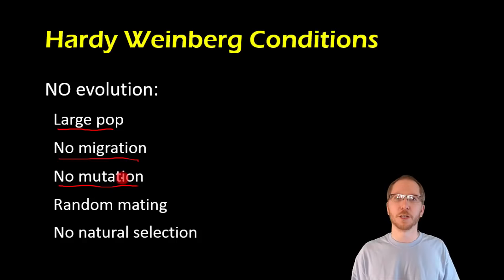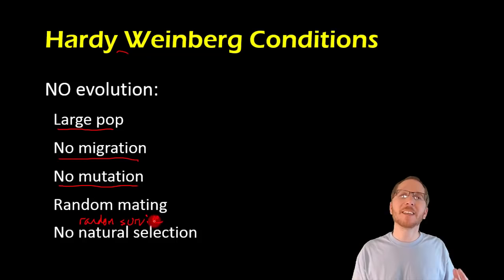And lastly, we have no natural selection. What this really is talking about is survival. We need it to be essentially random survival. We don't want certain individuals to be more likely to survive, which will then allow them to be more likely to reproduce, which means that they pass on their genes more, so their genes and their particular alleles for those genes become more common, which is evolution.